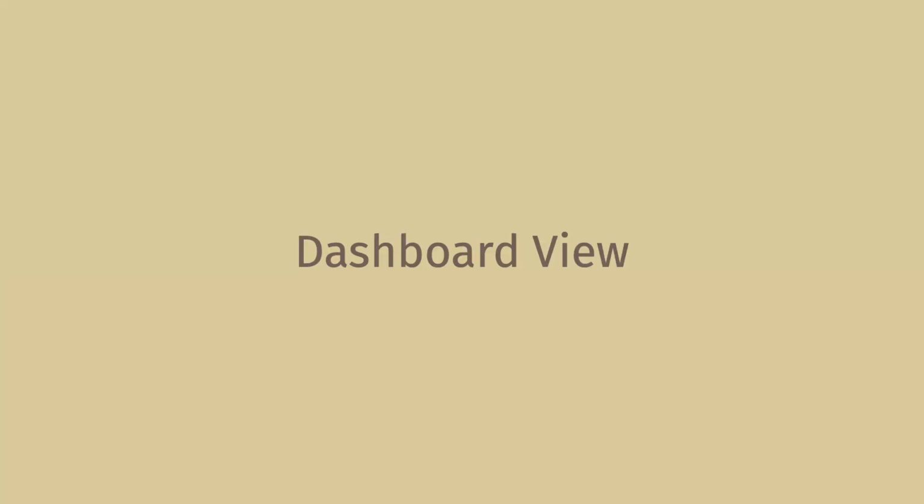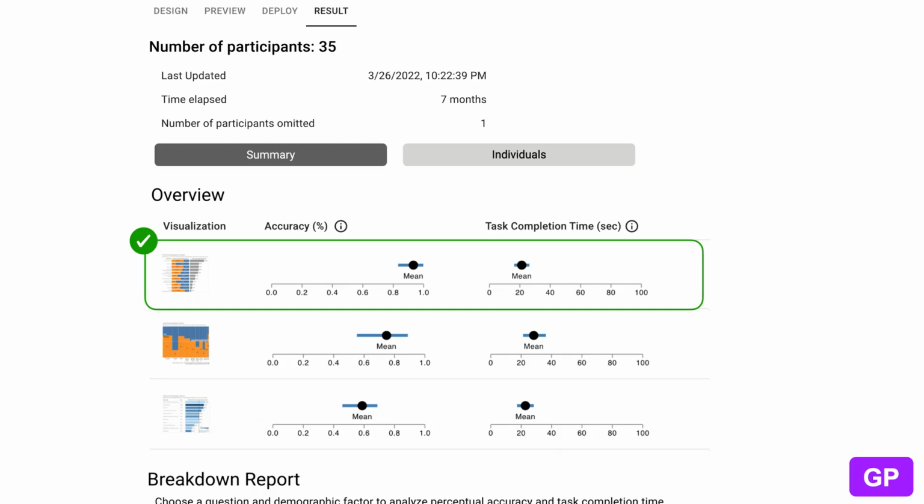Once the experiment is complete, the designer can inspect the outcome in the dashboard. VisLab measures task time and accuracy for the graphical perception experiment and presents means and confidence intervals in the dashboard.